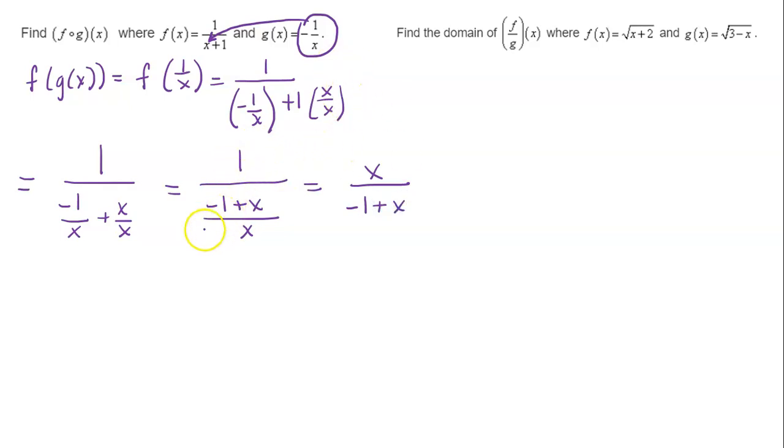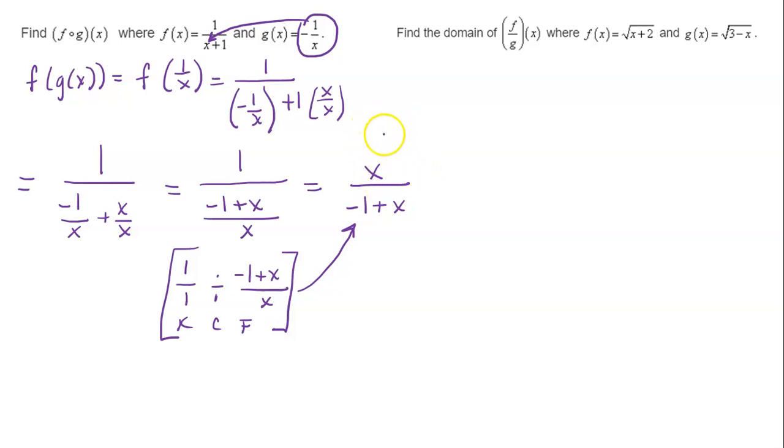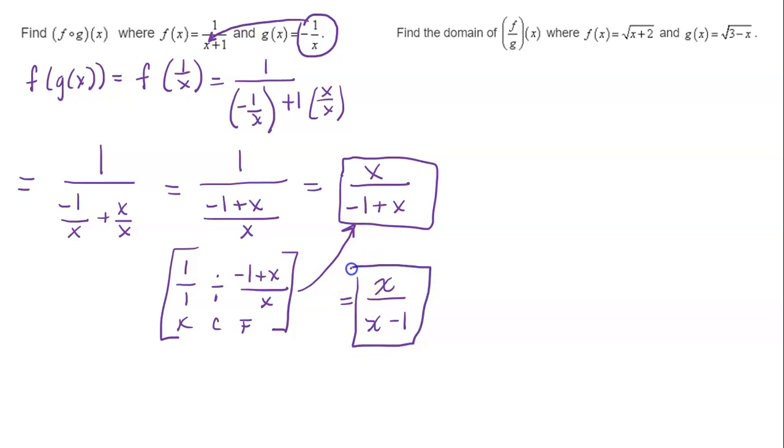What I did was I basically divided, so I said 1 over 1 divided by -1 plus x over x. You do keep, change, flip, and you get that. You could also write this. This is correct, this is the answer. But you could also write it as x over x minus 1, so that the negative's not in front. It's the same exact thing.